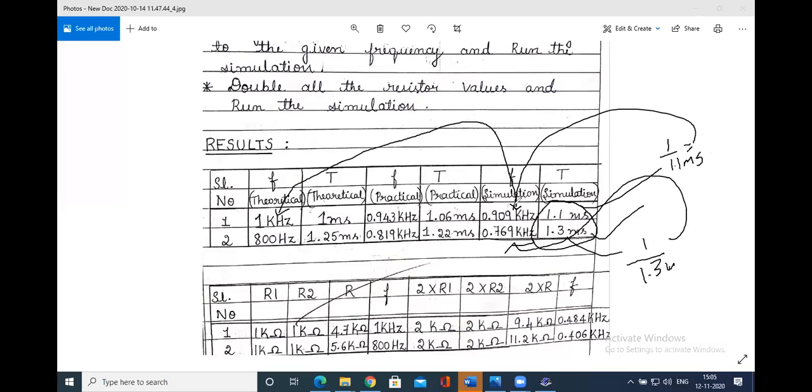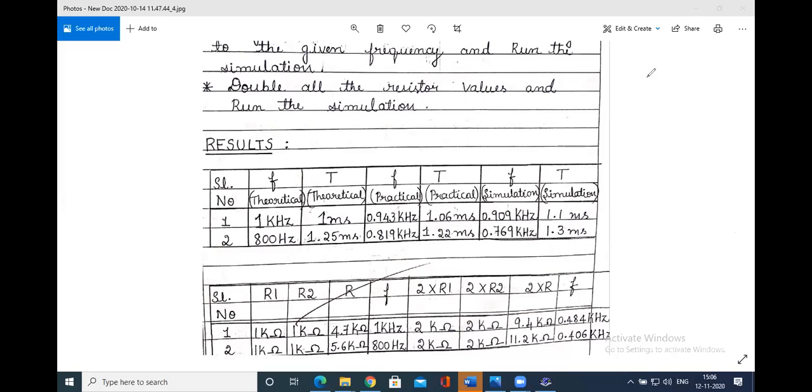And also I compare the same value with the practical. Practically anyway, you are not doing it with the CRO. So with this value, see, almost the frequency is matched, and the time period is also almost the same, 1.3. Here it is 1.1, right? So that is the way you do the experiment.